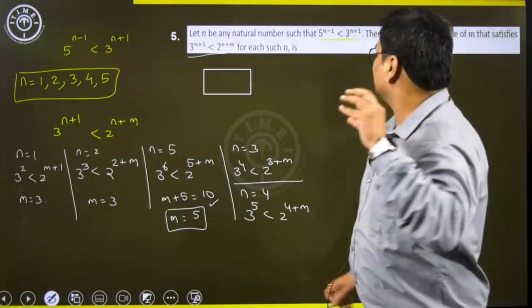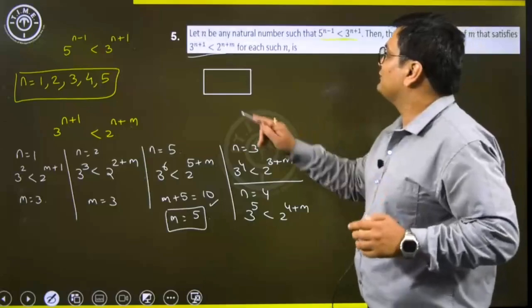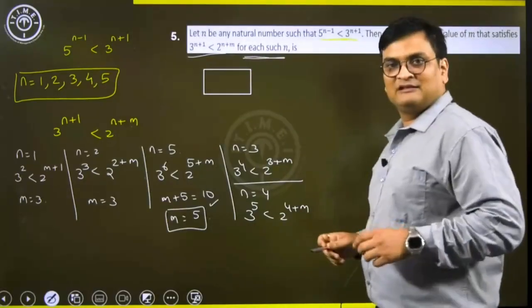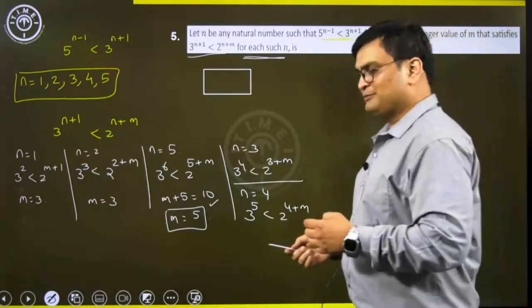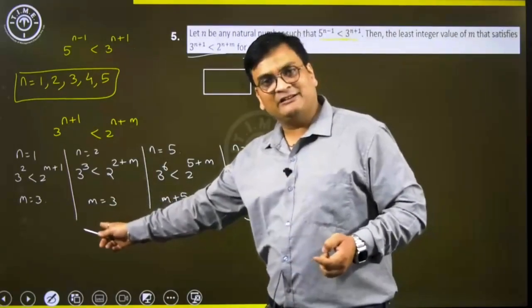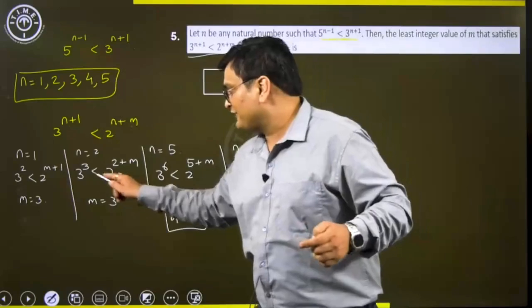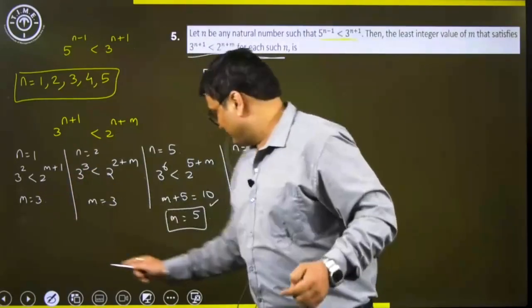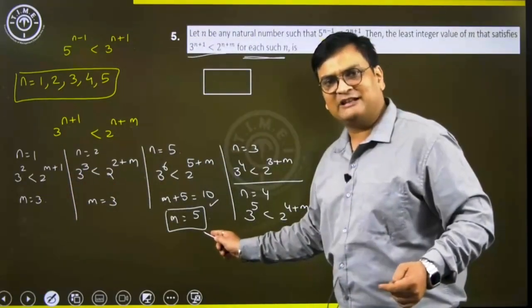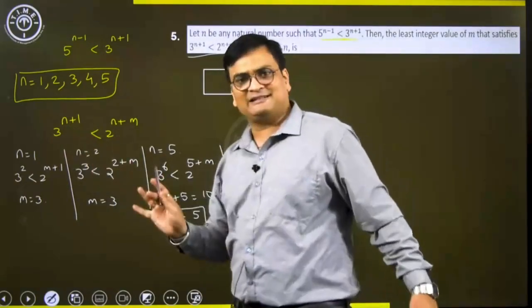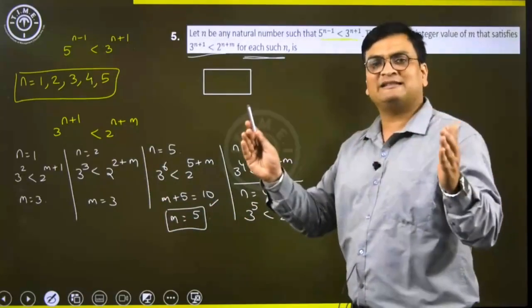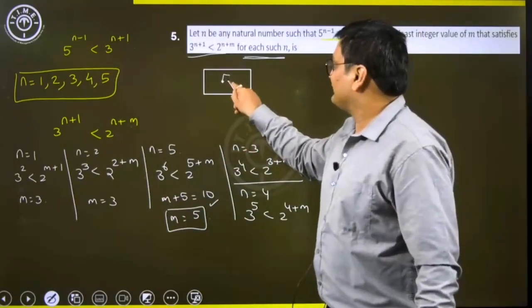The important keyword over there is for each such n. The value of m chosen should satisfy all the values of n. So for example, if you say the minimum value of m is 3, but please understand m equal to 3 is only satisfying maybe some of the inequalities. For example, m equal to 3 will not satisfy this inequality, whereas m equal to 5 will satisfy all the inequalities. So it should satisfy all. He says for each n. So my answer thus should be 5.